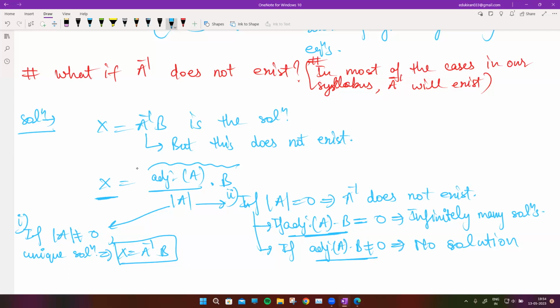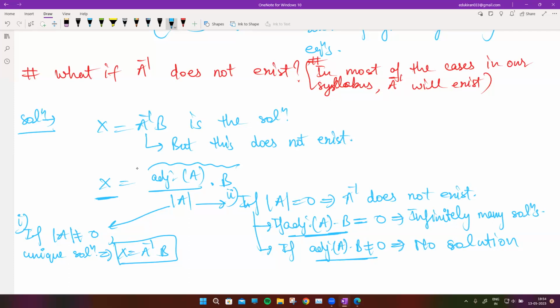And you can solve the question directly, which we did in the first part. And if determinant of A is 0, then the problem arises. Then you will check for the value of adjoint of A into B. If the value of adjoint of A into B comes to O, it will actually be O, not 0.